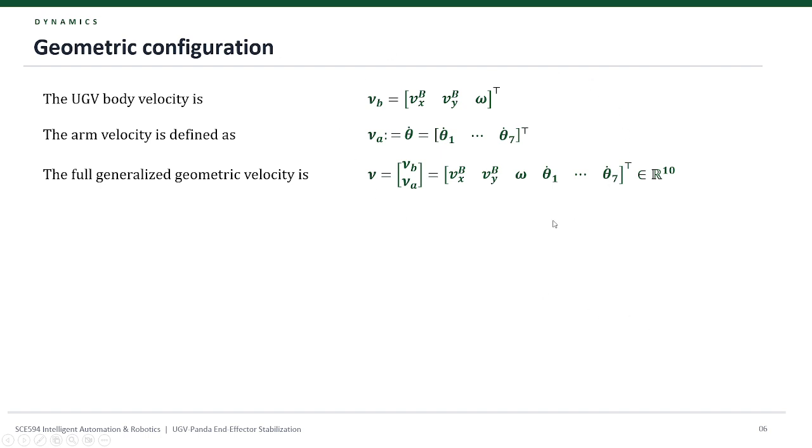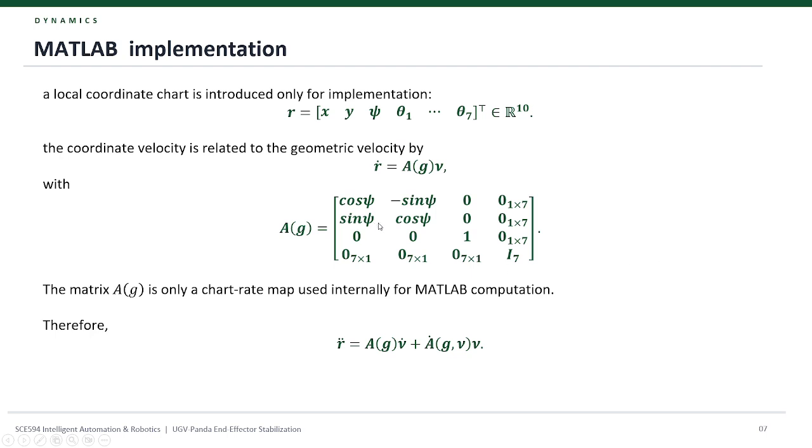So the body velocity is Vx, Vy, and omega, and for the arm it is theta dot. So the velocity is in R10. First, we worked on the system in a local coordinate chart, but we needed to convert it to V, where V is the body velocity. We need to convert this from spatial coordinates to body coordinates.